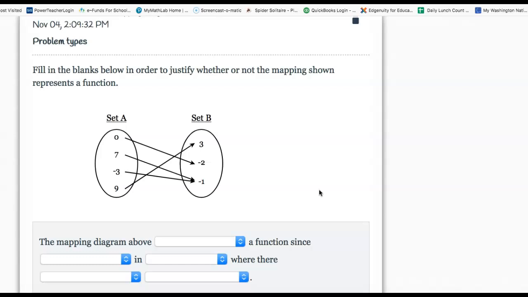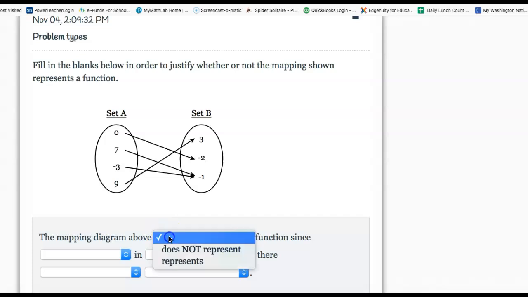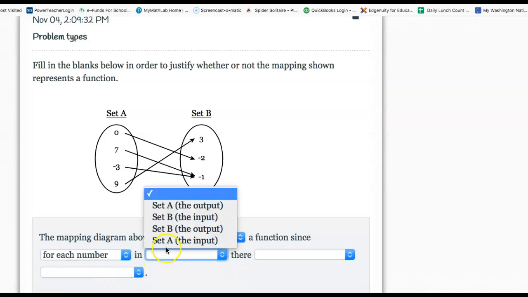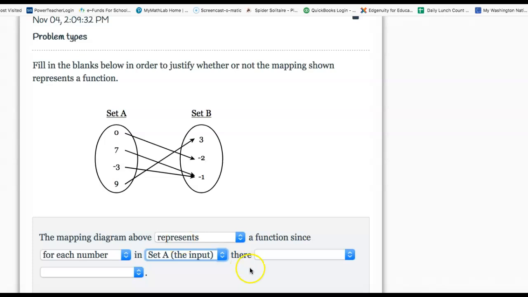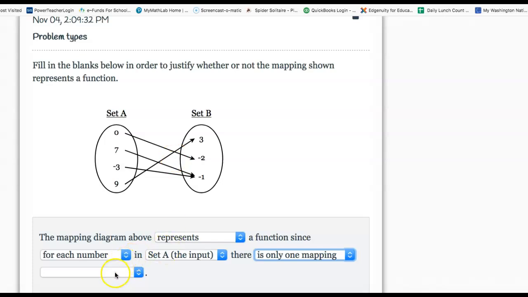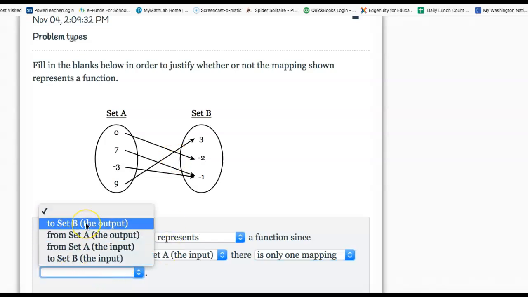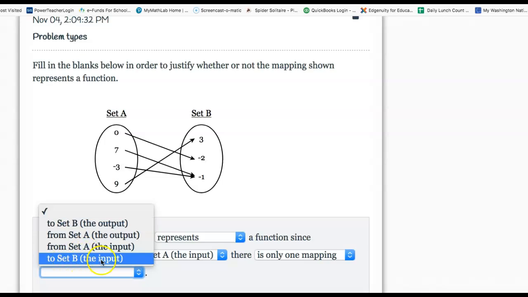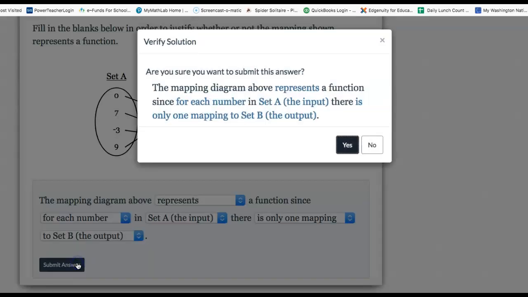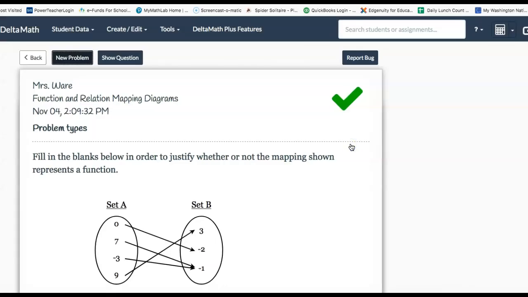So on your Delta Math assignment, you're going to explain that this is a function. You're going to say the mapping diagram above represents a function since for each number in the input, so set A is what we're looking for, but we don't want set A the output, we want set A the input, there is only one mapping, so the mapping is the arrow, there's only one arrow to something in the output. Set B is the output. I wouldn't choose this because this says the input. B is the output. So that's how they want you to answer that. You're going to submit your answer and get a green arrow.